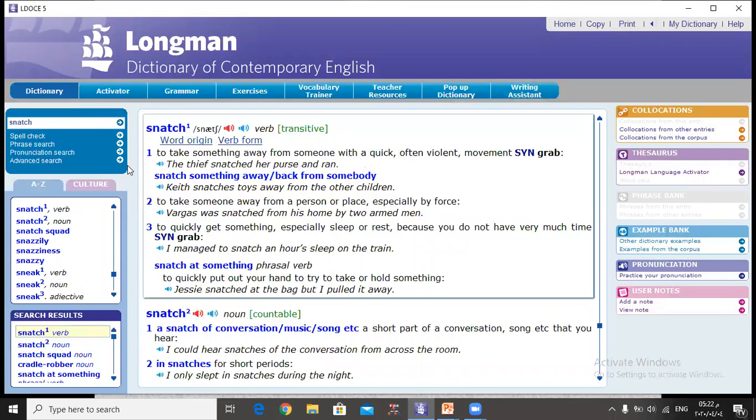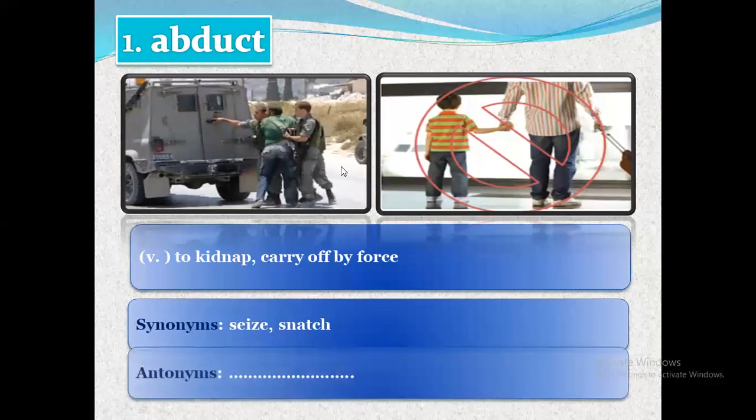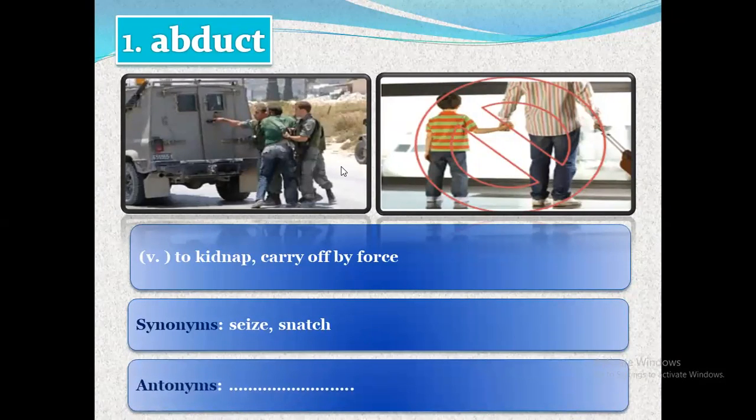as a verb, it means to take something away from someone with a quick and often violent movement. Like, the thief snatched her purse and ran. So again, the word abduct means to kidnap or take by force. There are no antonyms for this word. Let's take the second word.